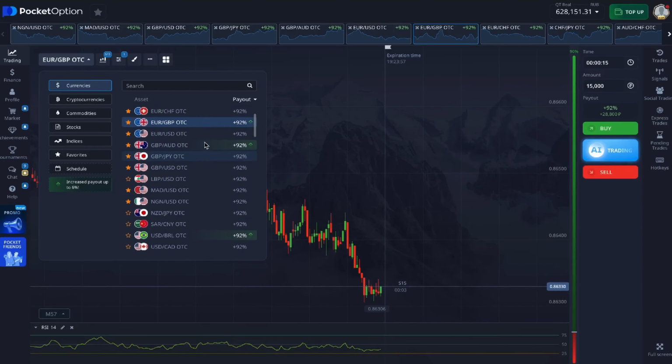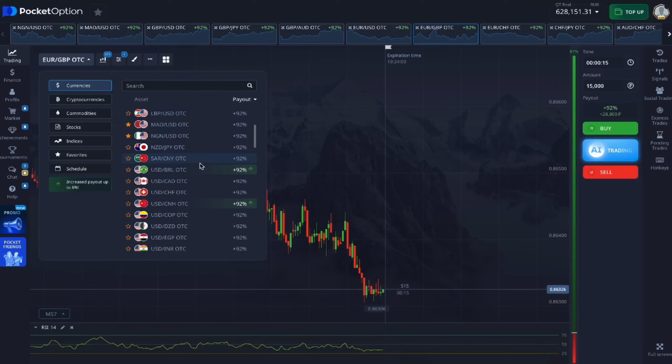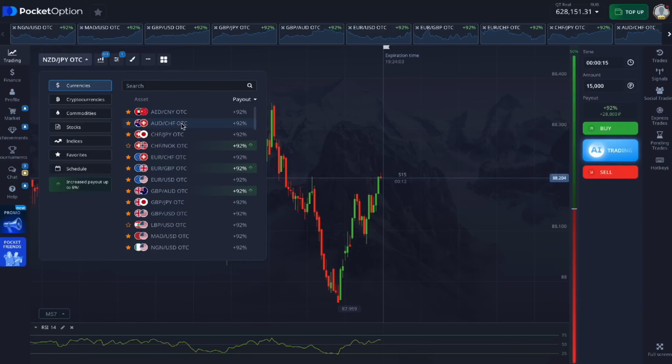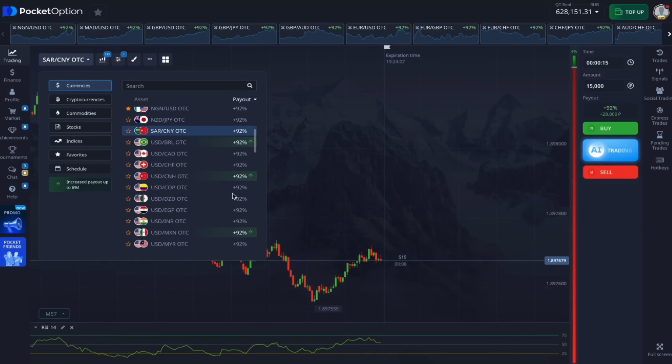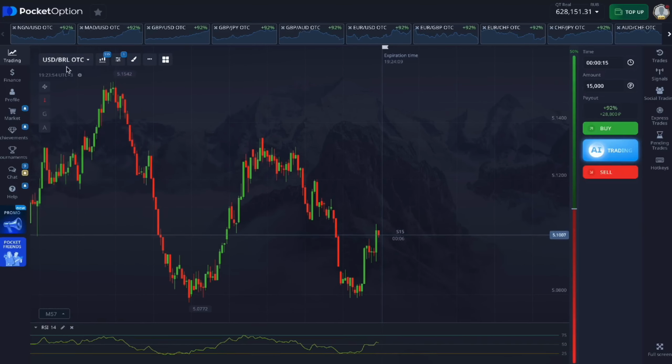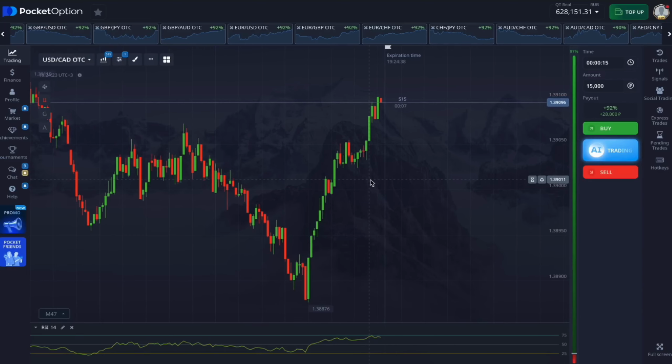Alright, let's switch over here right now and look for some other currency pairs to analyze, because I have already gone ahead and added all of these to my favorites list. Let's see what else we have available here. We're also looking to make sure we have a 92% profit. Okay, let's see, this one doesn't quite fit our criteria.